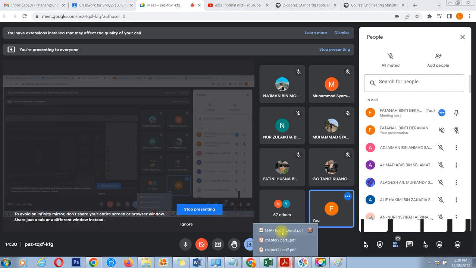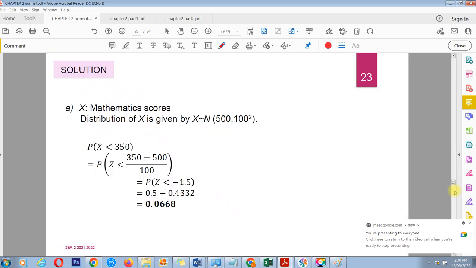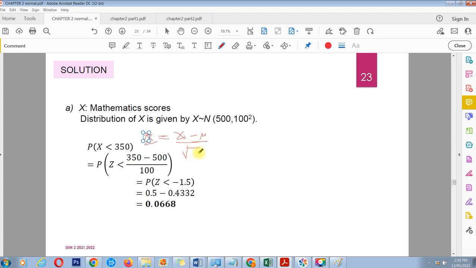Right. So next is, okay. We have mean 500, standard deviation is 100, and then what is the probability of taking a score below this? So below this score, we will get this. We need to make it normal first by using the formula: Z equals X minus mu over the square root of sigma squared. Standard deviation lah, SD, standard deviation here.